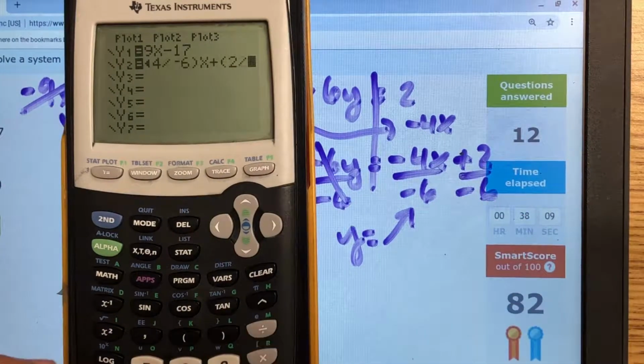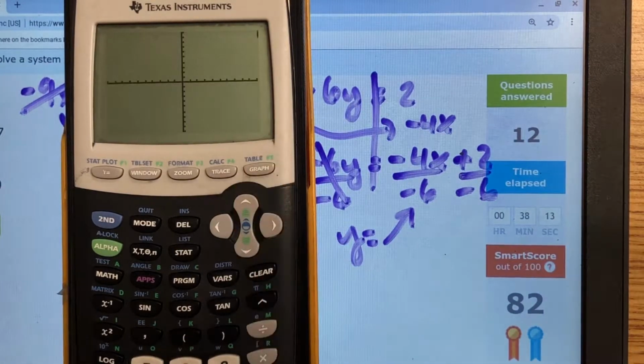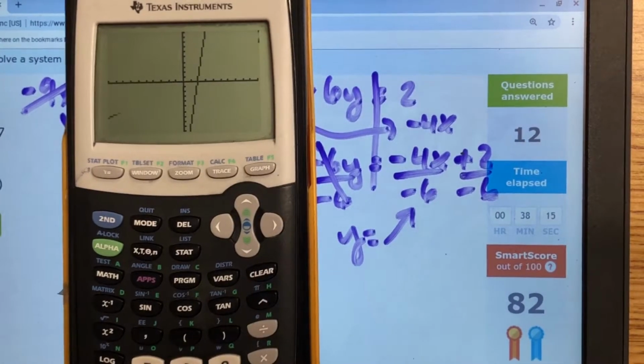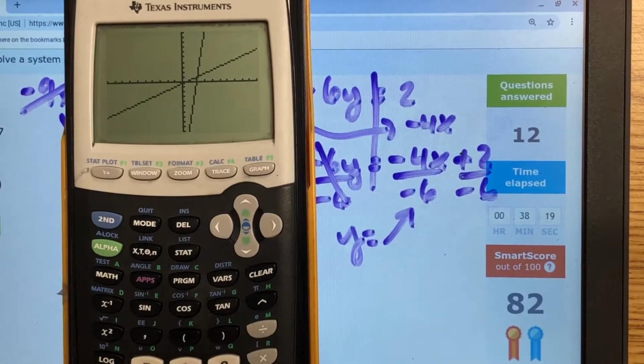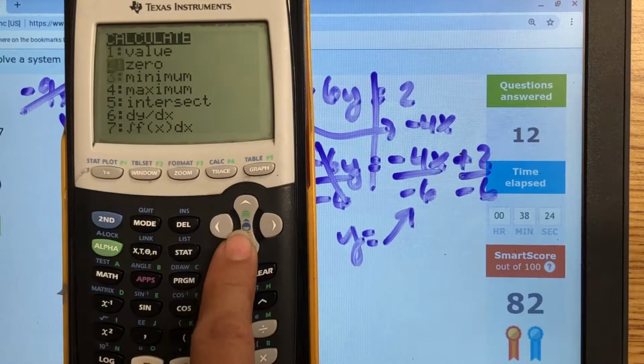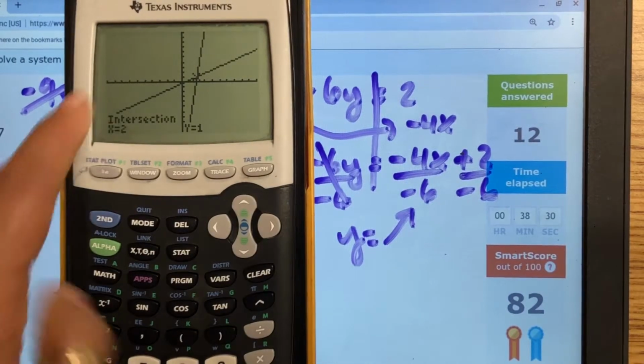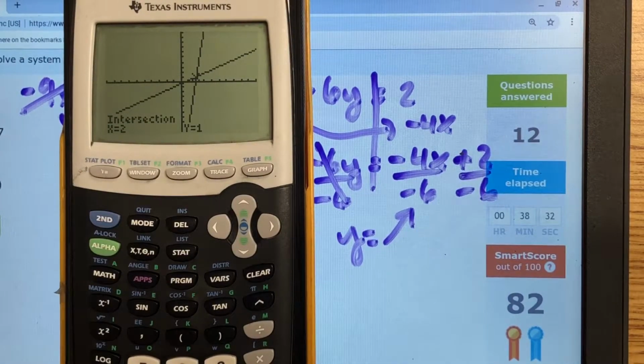So 2 divided by negative 6, close your parentheses, hit graph. So it's going to graph it for you. Wherever it intersects is your answer. To figure out where it intersects, you're going to press second, calculate, go to intersect, because that's what you want, and press enter 3 times. 1, 2, and 3. And your intersection is (2, 1).